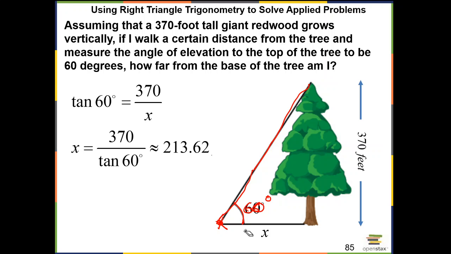See, magic. You can find how far you are from the tree without anything to measure with. You have to have something to calculate with. So x equals to here, tangent of 60 is this opposite divided by what? Adjacent. And in this setup, there is only one unknown, and we can cross multiply to find it. So x is 370 divided by tangent 60. You can use a calculator to do that. So 213.62 is the answer.